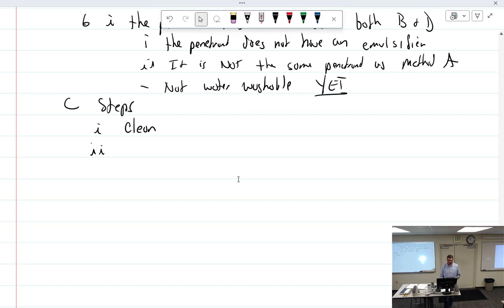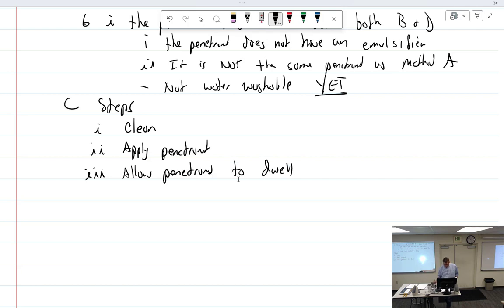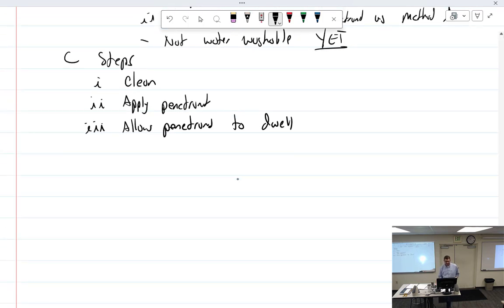Next step? Apply penetrant. How are we going to apply the penetrant? Spray, brush, dip, pour, whatever we want. Sprinkle, sure. What comes next? Dwell. How long are we going to let it dwell? 10 to 120 minutes.